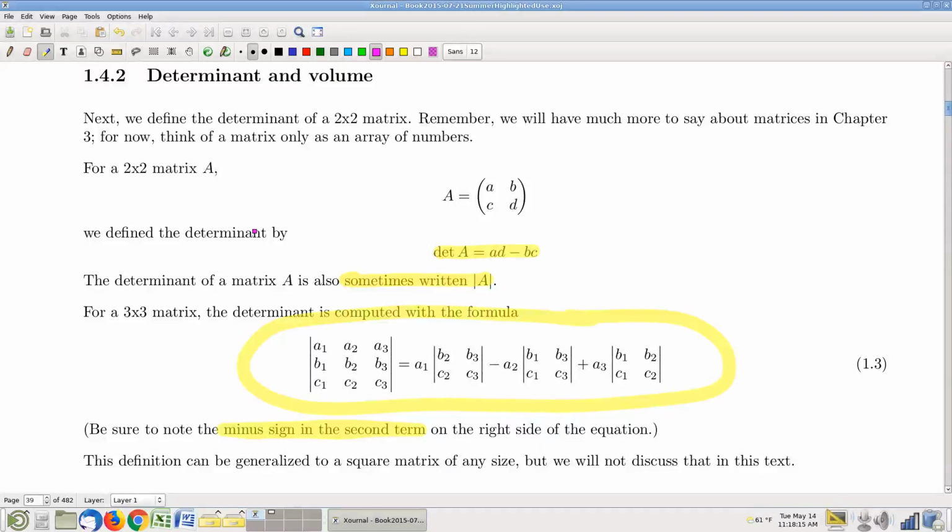Okay, so here's where we were. So now we're going to talk about a seemingly completely different topic, and that is determinants. I think some of y'all have seen the formula for determinant before. So this is the formula for a 2x2 determinant.